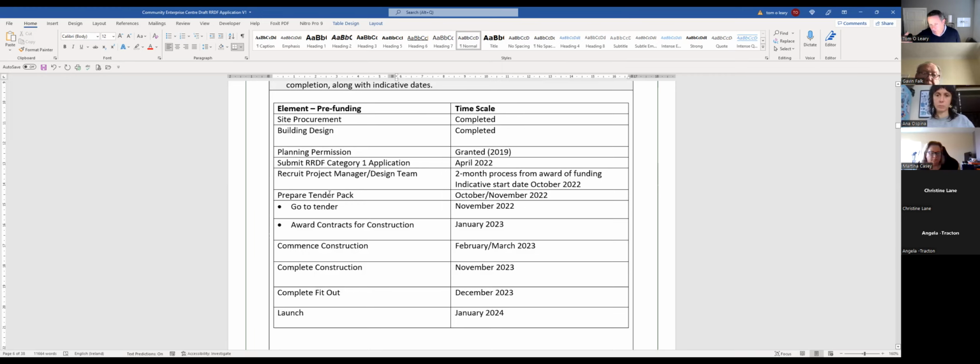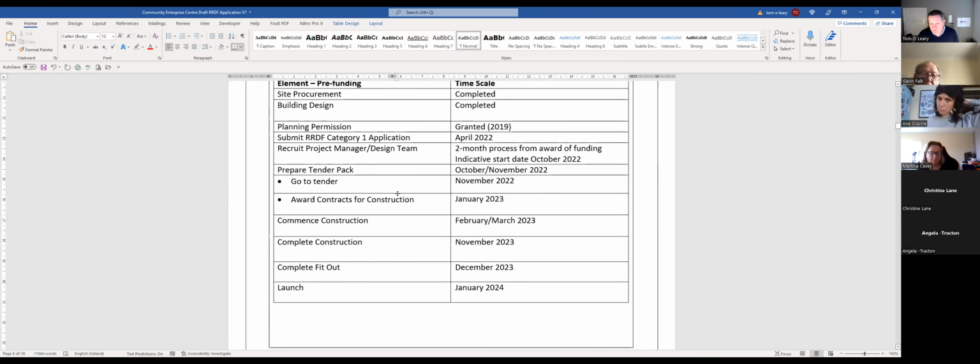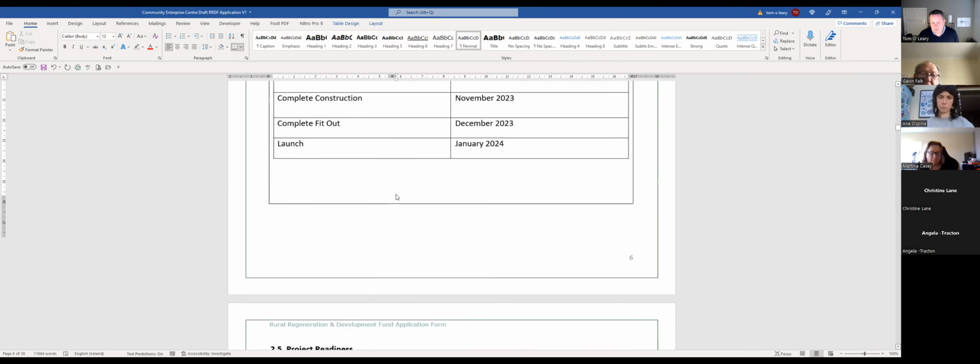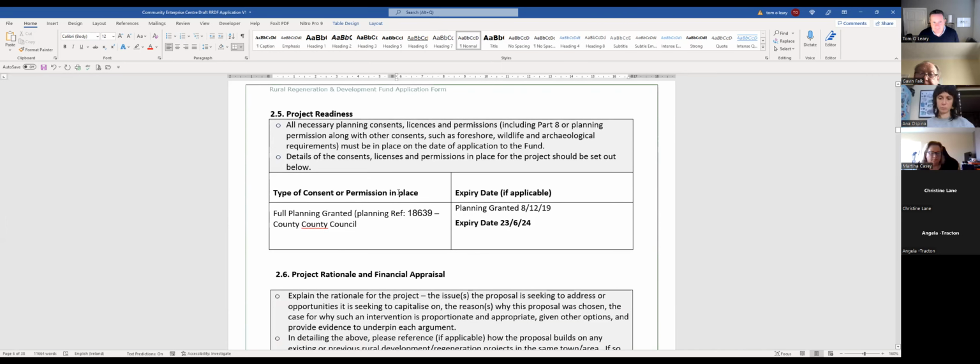You're showing them, we know what we're doing, we're managing this project from start to finish, and we're going to show you how we're going to manage it. Because this is a 1.6 million project, they're not going to take a chance. You need to show there's some sort of professional structure in place.